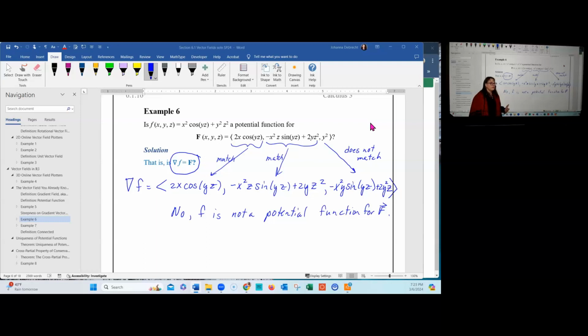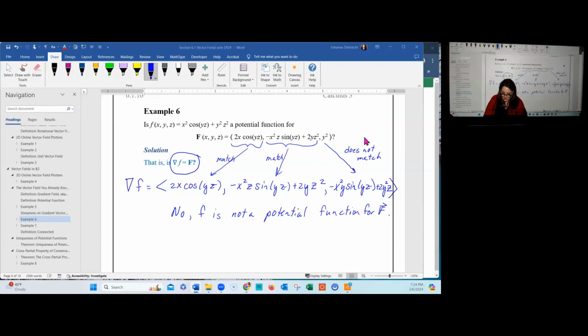But the partial derivative with respect to z is negative x squared y sine of yz plus 2y squared z. And the third component of our vector field is simply y squared. Because the third components don't match, this means that the lowercase function f, a scalar valued function of x, y, and z, is not a potential function for the vector field uppercase F.